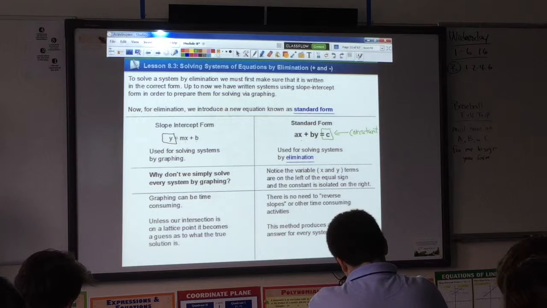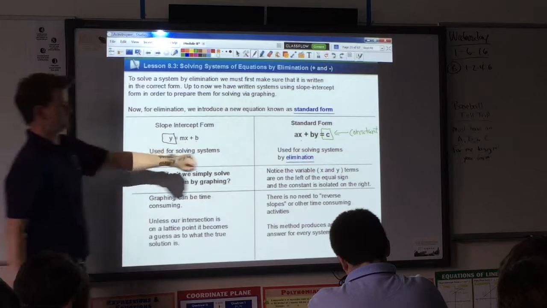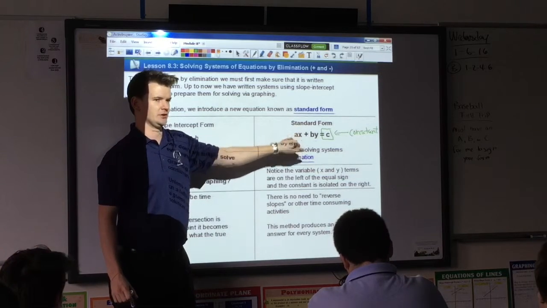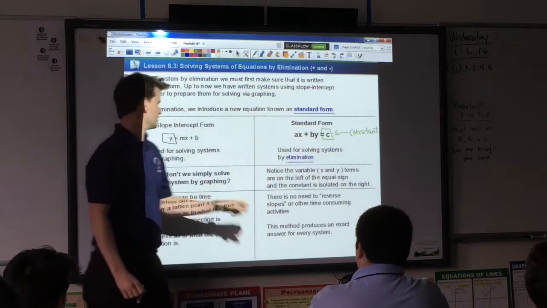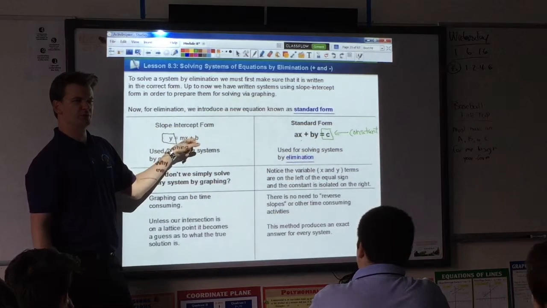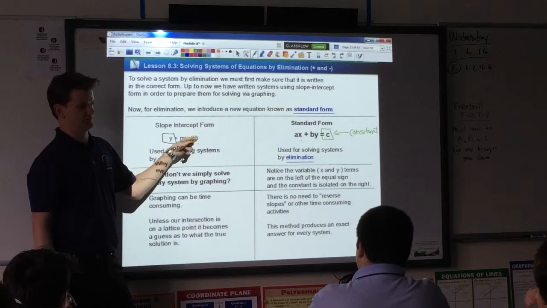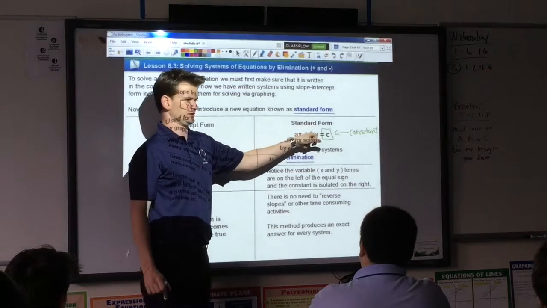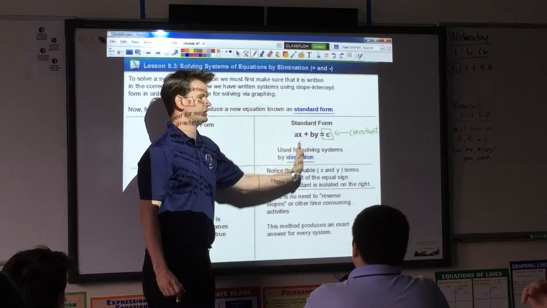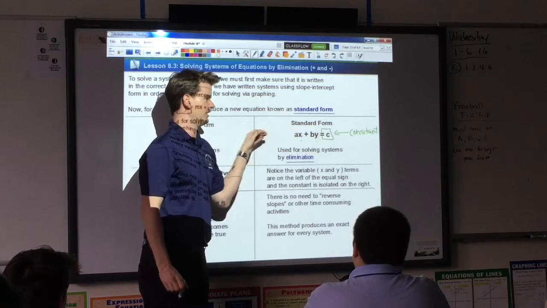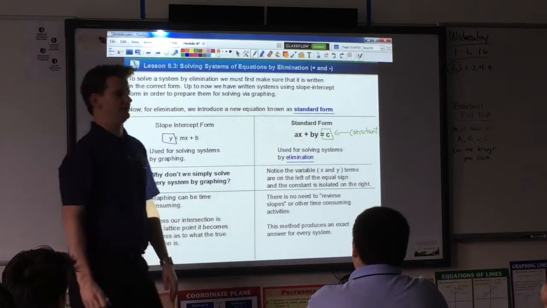You must pay very careful attention to the X and Y terms. Notice that the X term comes first, then the Y term. This won't always necessarily be an addition symbol, just like the y-intercept wasn't always a positive number. Sometimes it was negative. There could be a subtraction sign here. Just know that you must have the x term, then the y term, then an equal sign, then a constant. If you have that, you've now written it in standard form.